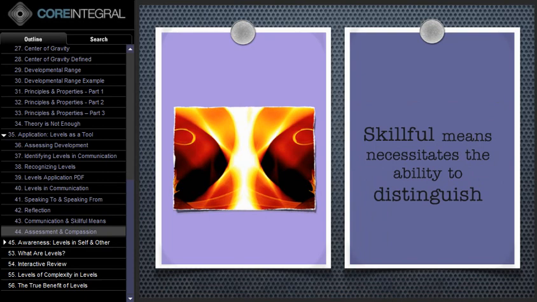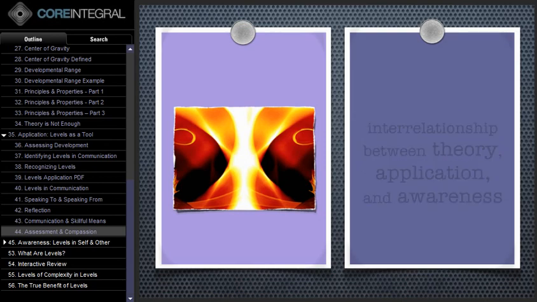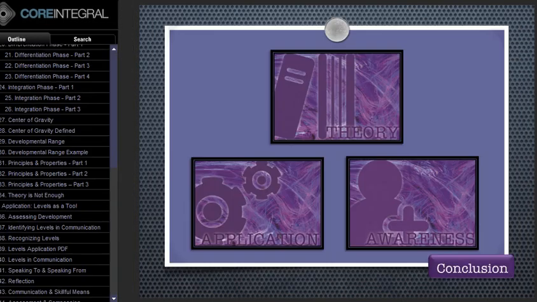Skillful means necessitates the ability to distinguish not what level is being spoken to, as we've explored here, but between higher and lower levels of development in individual expressions. The key to recognizing individual development is built on the awareness of lesser or greater complexity. While this might appear similar to what you just did in this activity, and in a way it is, it's also distinct enough to warrant an exploration of this skill in the learning path on awareness. If you've not already engaged in that path, you're invited to do so at this time. What you'll discover is, again, the important interrelationship between theory, application or analysis, and awareness of the theoretical distinctions arising in and around us.